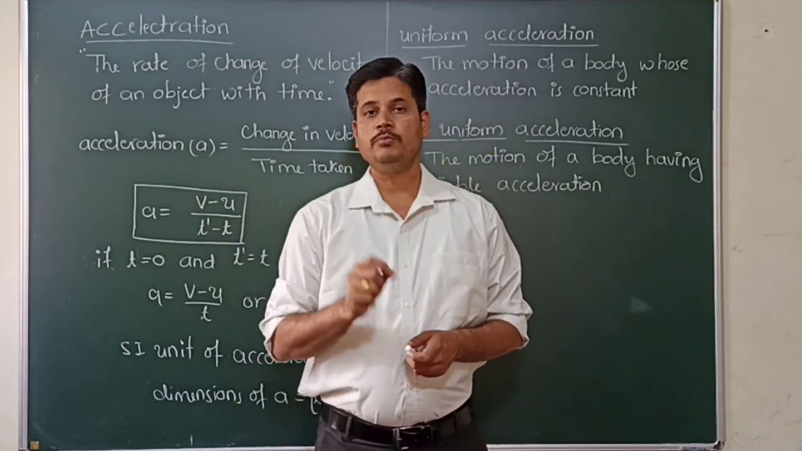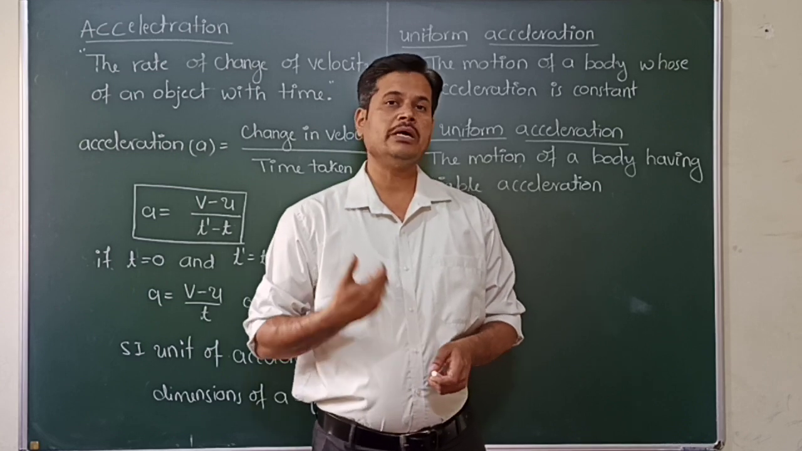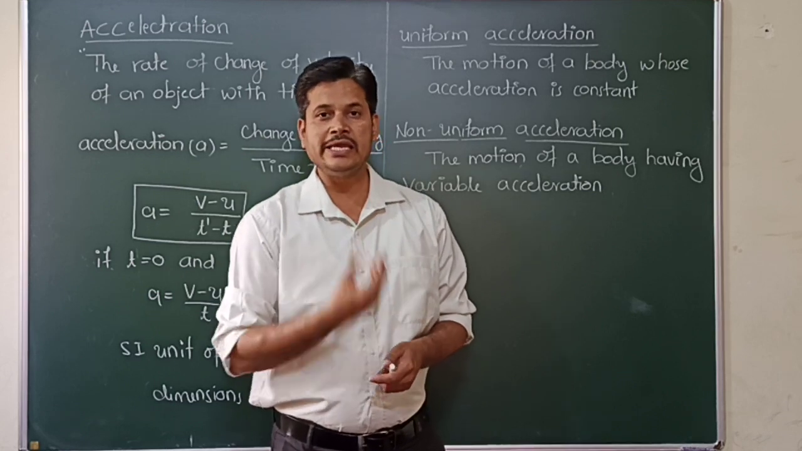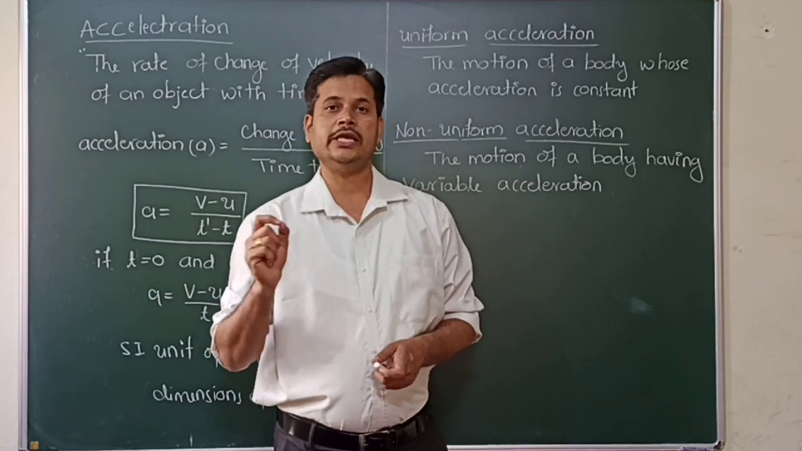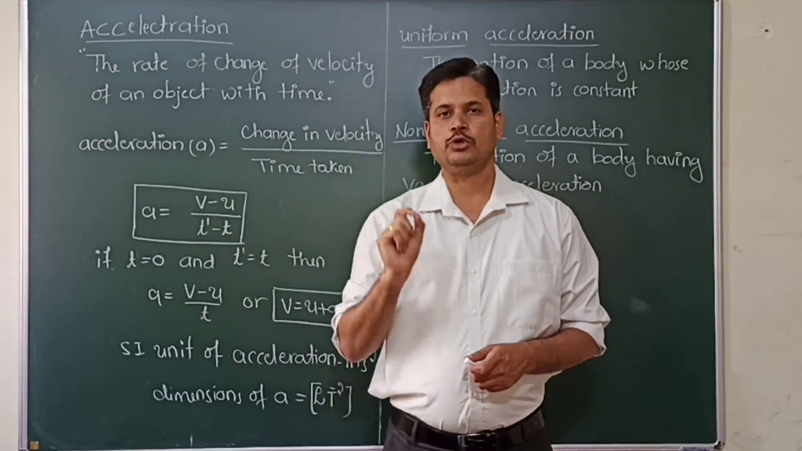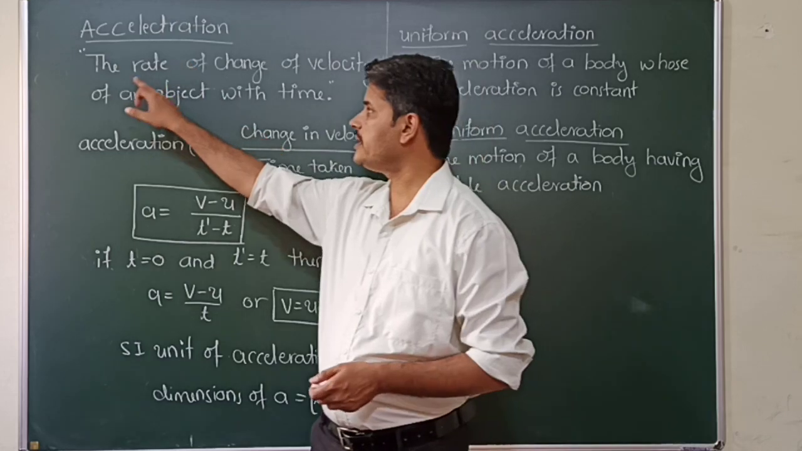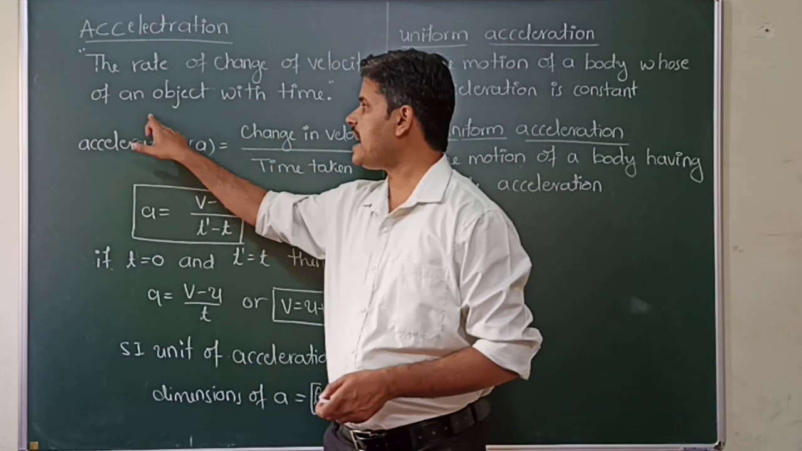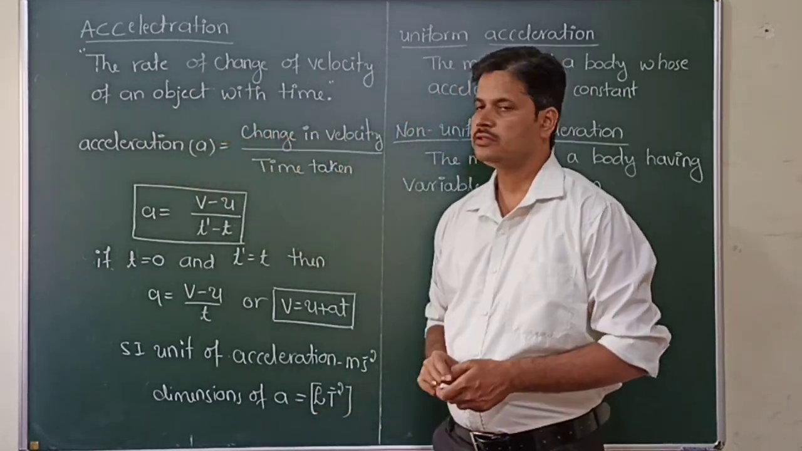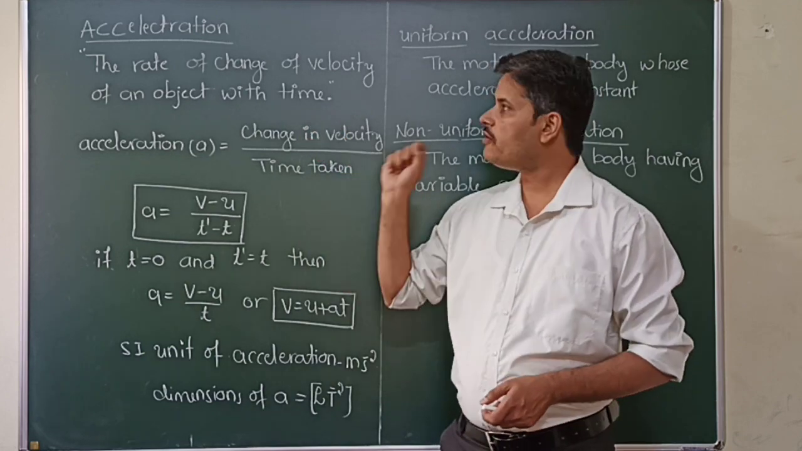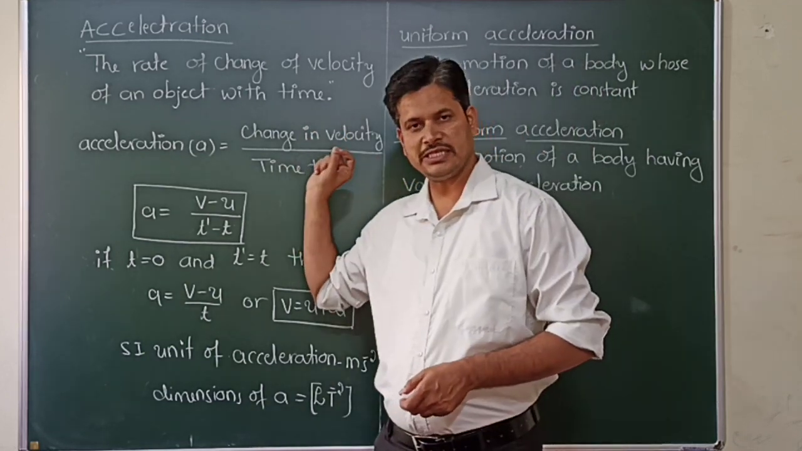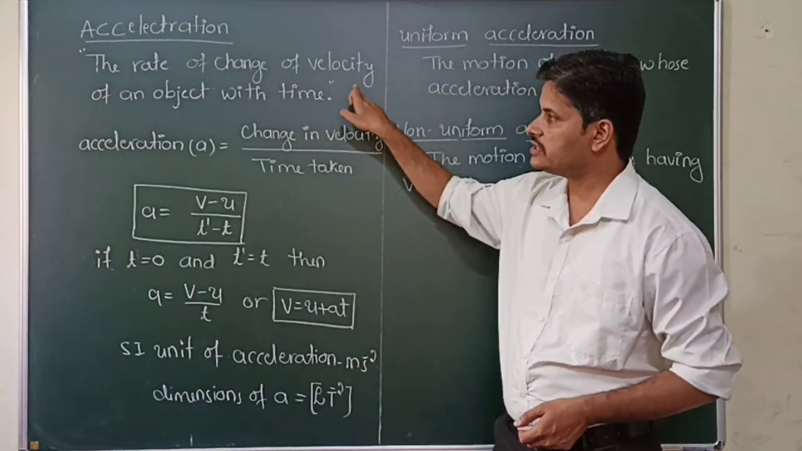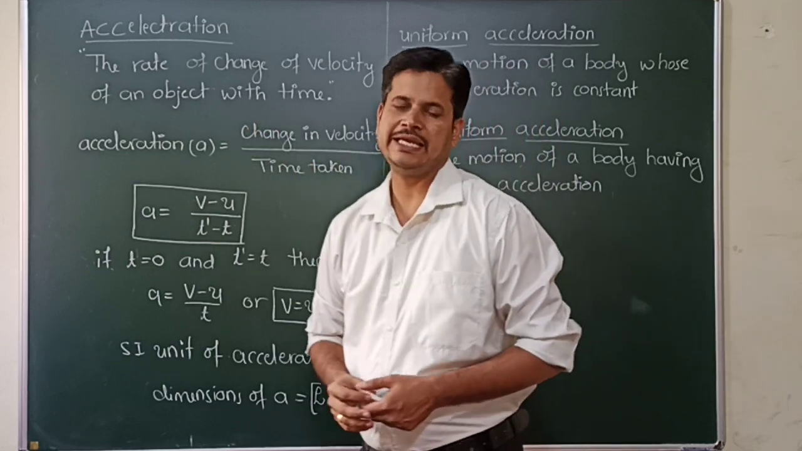Acceleration means that if the object is moving with a variable velocity, that means the object is continuously changing its velocity at every instant of time, that motion is known as accelerating motion. That is the definition I have written here: the rate of change of velocity of an object with time. If the object is continuously changing its velocity with time, that motion is known as acceleration.